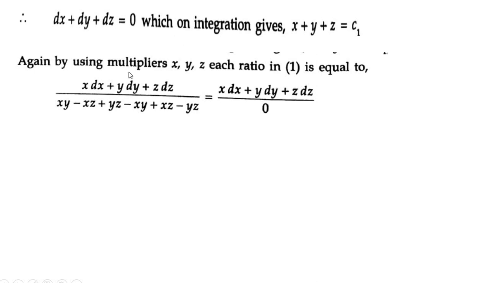Okay, so for the next one also we can't compare, so we have to use a multiplier. Again, I'll use the multipliers x, y and z. Whatever multiplier you use, you make sure that your denominator will be equal to 0. So our next multipliers that I am going to apply are x, y and z.